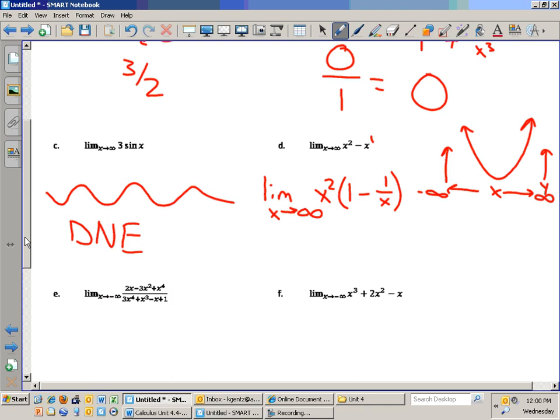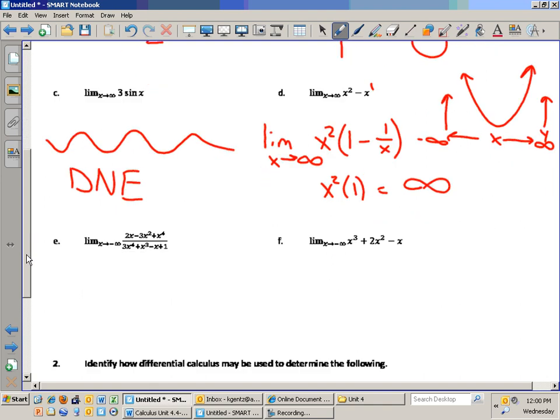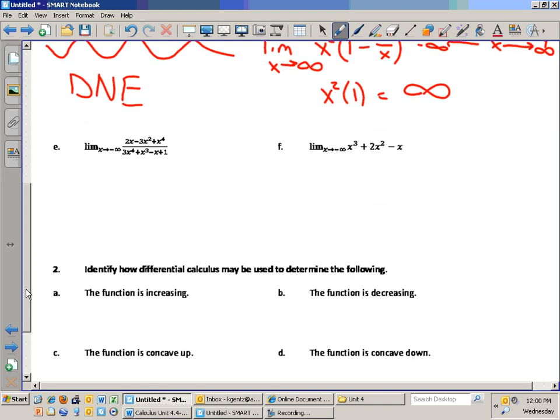So I'm left with x squared times 1, basically. And as x goes to infinity, if you square infinity, you're just going to get a bigger number, right? Is it going to be positive or negative? Positive. Beautiful. The bottom. Anybody know what it goes to?